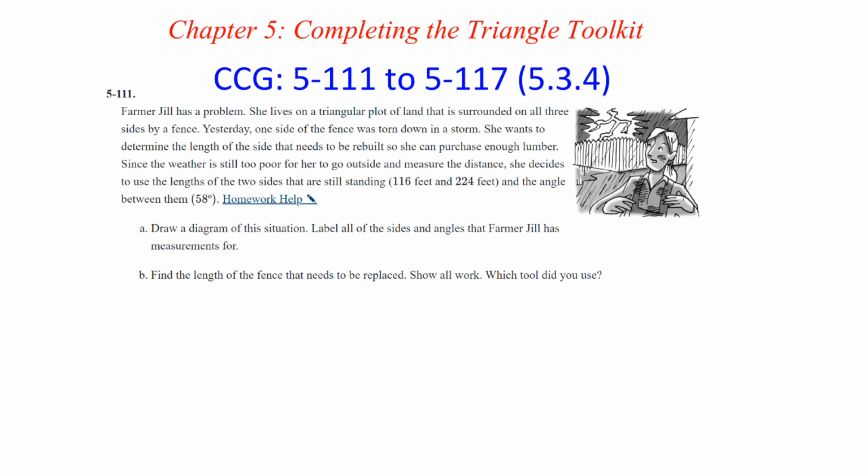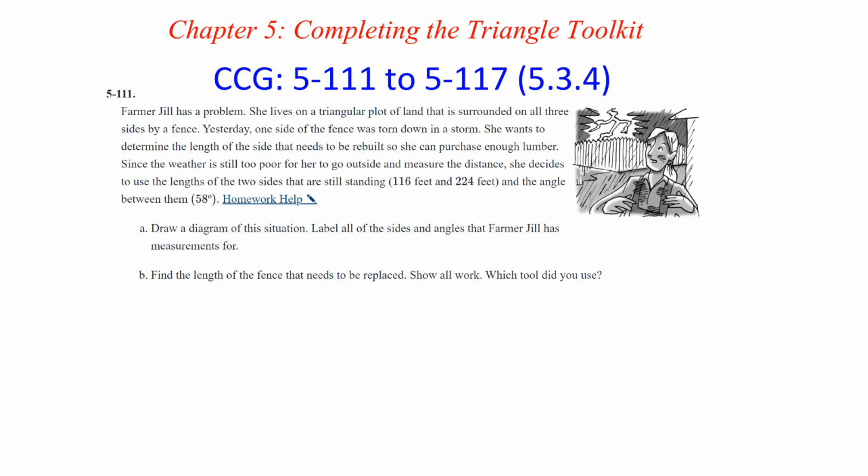Farmer Jill has a problem. She lives on a triangular plot of land and is surrounded on all three sides by a fence. Yesterday, one side of the fence was torn down by a storm. She wants to determine the length of the side that needs to be rebuilt so that she can purchase enough lumber. Since the weather is still too poor for her to go outside and measure the distance, she decides to use the lengths of two sides that are still standing and the angle between them.